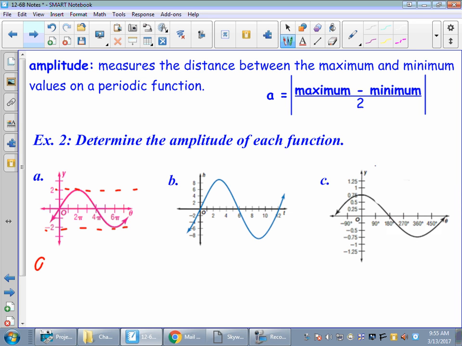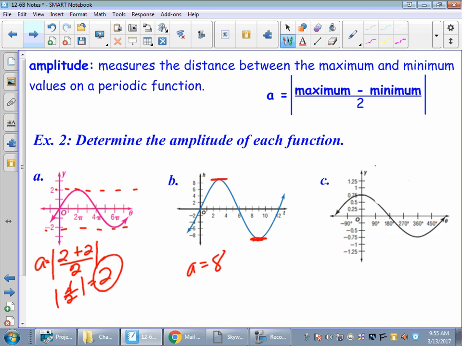If I use the formula, I would take the maximum, subtract the minimum, which means add 2, and so you're going to get the absolute value of 4 divided by 2, which is 2. Just by looking at it, though, if the middle line is 0, you don't really have to calculate that a whole lot. So I'm not looking for 4. I'm not looking for the distance between the max and the min. I'm looking for half that distance. If you look at part B, it tops out at 8, it bottoms out at -8, so my amplitude is 8.